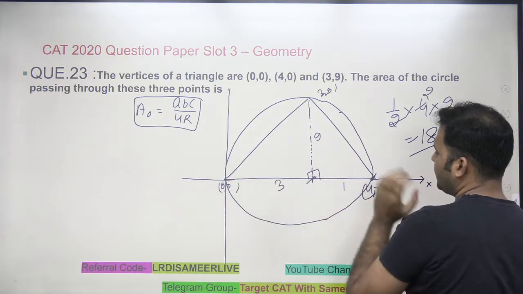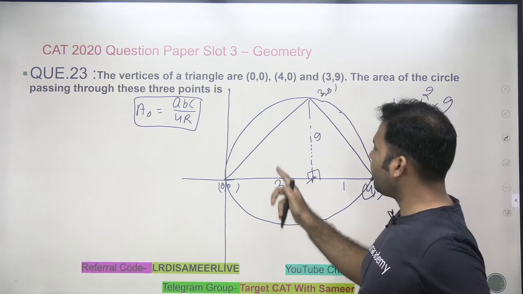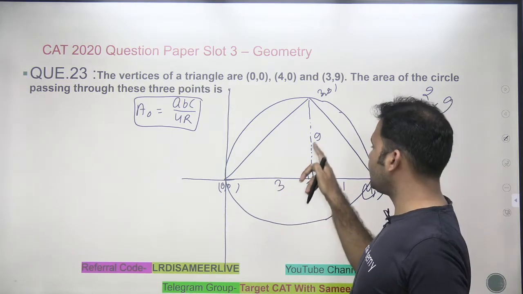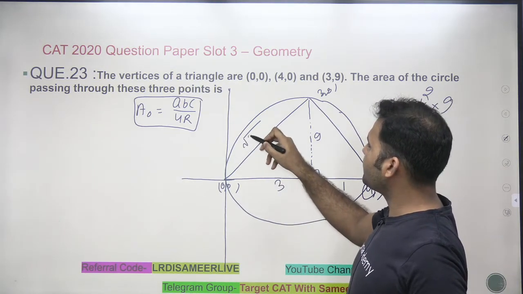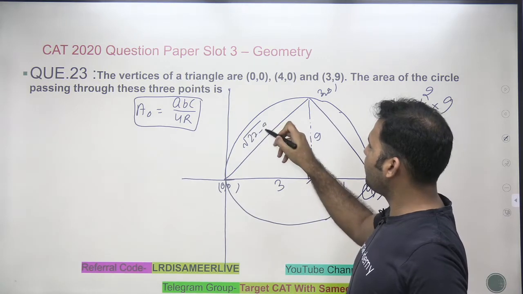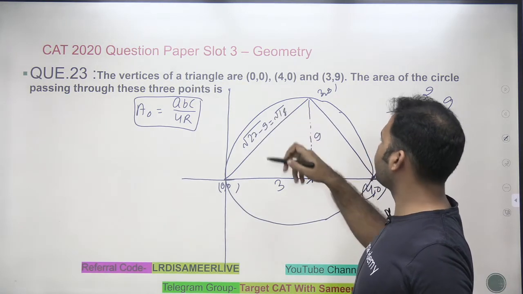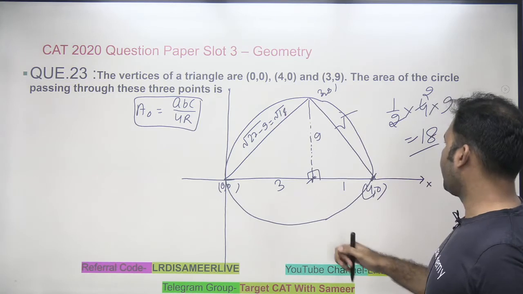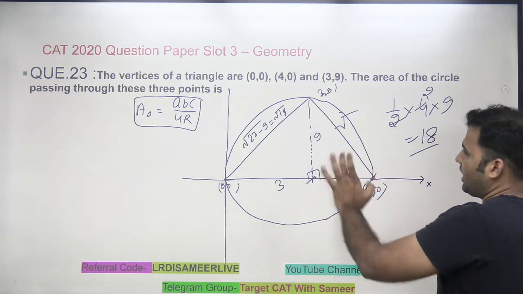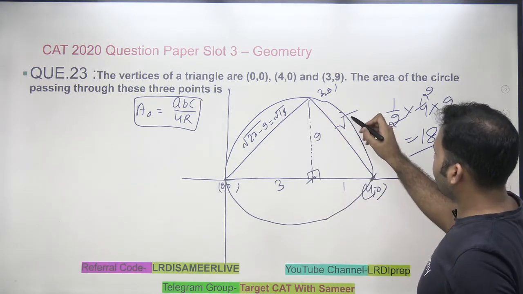We know that the length of this side is 4. We can easily find out the length of this. This is at 90 degrees, this is 9, this is 3. So by the Pythagoras theorem, this would be 27 minus 9, that is root 18. And this you see, this is 1 and this is 9.